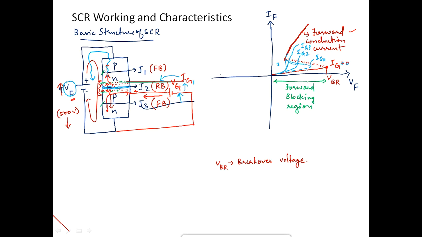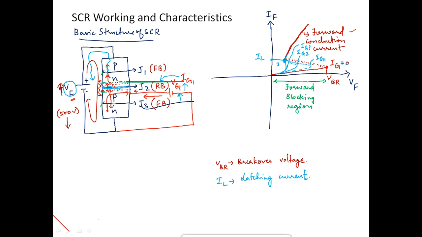Now what is the significance of this particular point? Let us call this IL, where IL stands for latching current. It is the current which starts flowing through a silicon controlled rectifier. So after IL itself, the real forward conduction current flows.